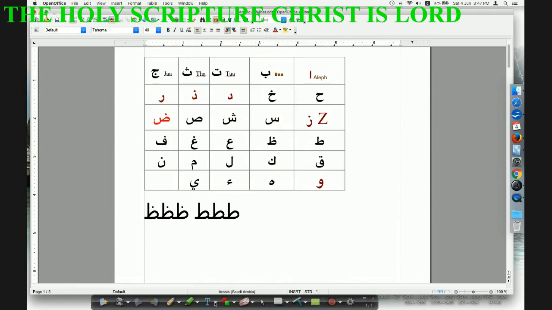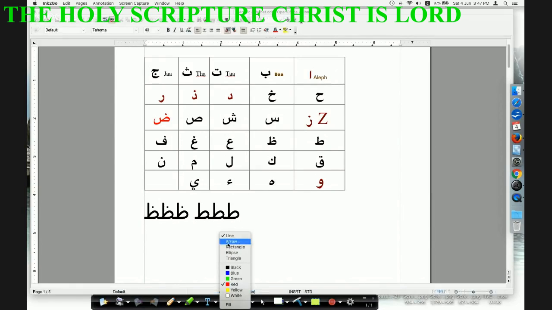Remember always that in Arabic, we write and read from right to left, not from left to right, not like in English. So always remember that, which means the first letter is this letter, the second letter is this letter, the third is this one. Not like in English. So just take a note of that.